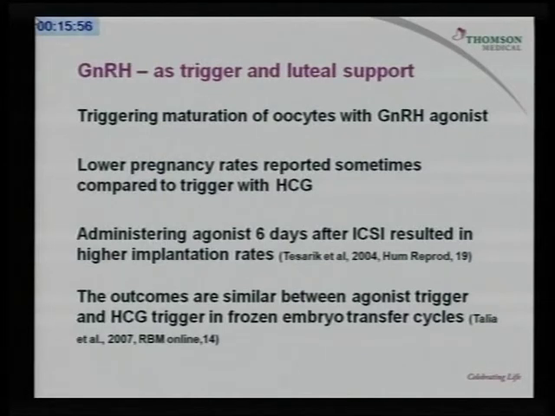You can use GnRH as a trigger. Triggering maturation of oocytes is usually done with HCG, but you can do this with GnRH analogues also. Sometimes lower pregnancy rates have been reported compared to HCG-triggered cycles. But there was a paper by Ethiraj and group. They administered the agonist 6 days after ICSI, and it resulted in a higher implantation rate. So this is one paper which shows a higher implantation rate by using agonist luteal support. But when it comes to agonist trigger and HCG trigger in frozen embryo transfer cycles, there was no difference reported.